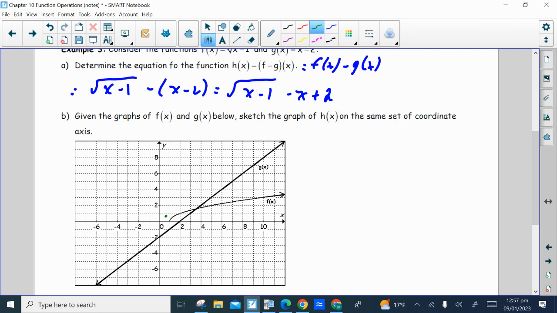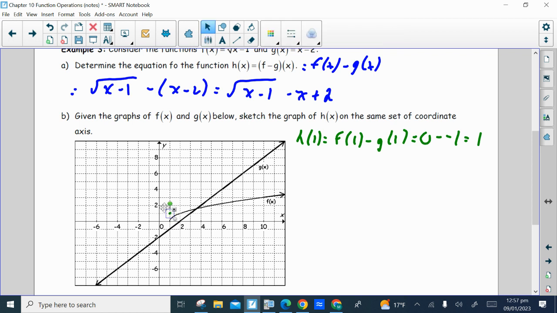Because I have the restriction on f, that x must be greater than or equal to 1, I'll have to have the same restriction on h. So the first value of h I can find would be h at 1. That would be f at 1 take away g at 1. So f at 1 is 0, g at 1 is negative 1. So it'll be 0, take away negative 1. Again, the minus minus becomes a plus positive. So that'll be the point 1, 1. Okay, so that's that point right there.